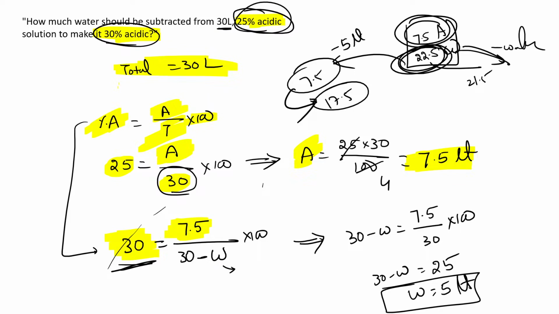If I remove 1 liter, the solution will become 29 liters. If I remove 2 liters, the solution will become 28 liters. That's why this will become 30 minus W. Why minus W? I am assuming that I am removing W liters of water. So find out the value of W, you are going to get 5 liters as your answer. That's what he is asking. How much water you have to remove? You have to remove 5 liters of water.